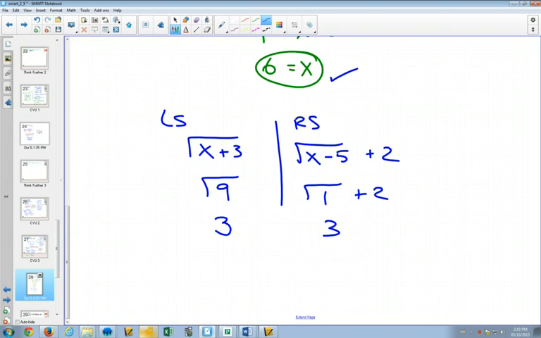So this is an example of one with two square roots where you isolate and square, but you only get rid of one of them. So then you have to repeat the process and isolate and square again.